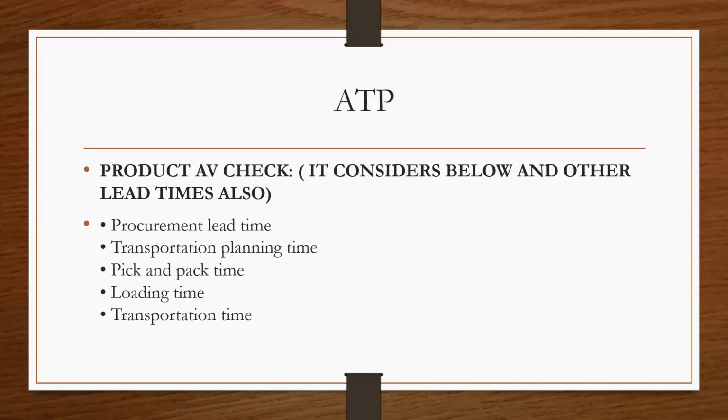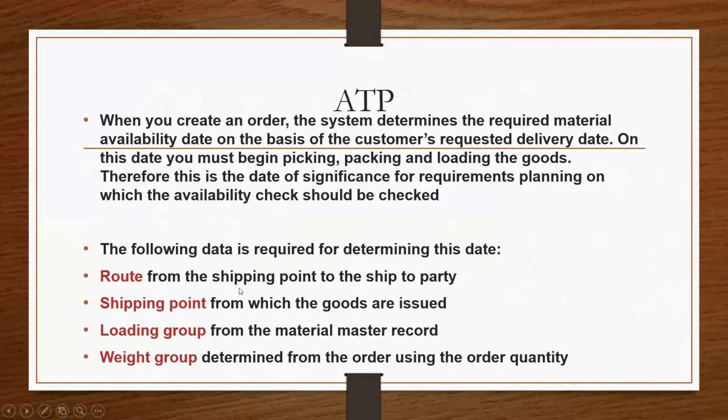What are all the lead times it is going to consider? As I explained, transportation lead time, this is from the route, transportation planning time, procurement lead time, and pick-pack time from your shipping point. If you'd like to determine the delivery date, the shipping point where the goods are issued, picking and loading will happen. Sometimes packing lead time will also be there. So the loading group from your material master, the weight group, and the route from the shipping point, all these are the criteria to determine your date.